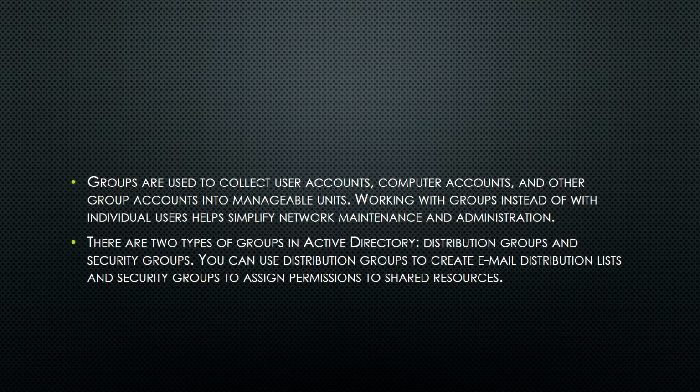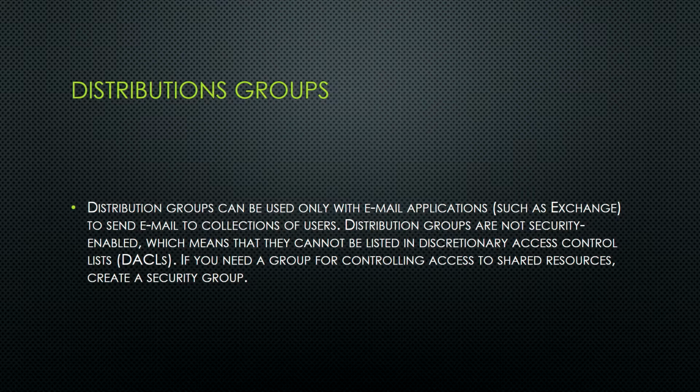So we have two types of groups: distribution groups and security groups. Distribution groups are used to create email distribution lists, and security groups are used to assign permissions to shared resources. Distribution groups can be used only with email applications such as Exchange to send email to a collection of users. If you have an Exchange application in your environment and you wish to send email to a group of users, you can create a group, and the group type will be a distribution group. Once you send the mail to the group, automatically all the members in that group are going to receive that mail.